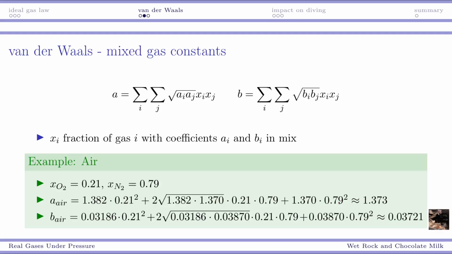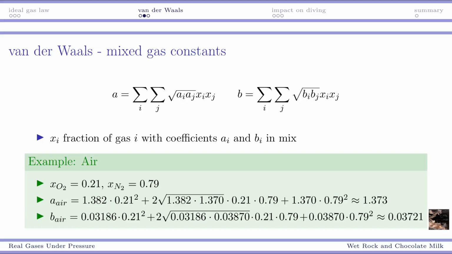And if we plug this into our favorite calculator, we come up with a number that is about 1.373. Do the same game, but with the B values for oxygen and nitrogen, and we get a B value for air that is about 0.03721. And that is what we're going to be using in van der Waals equation instead of the ideal gas law.